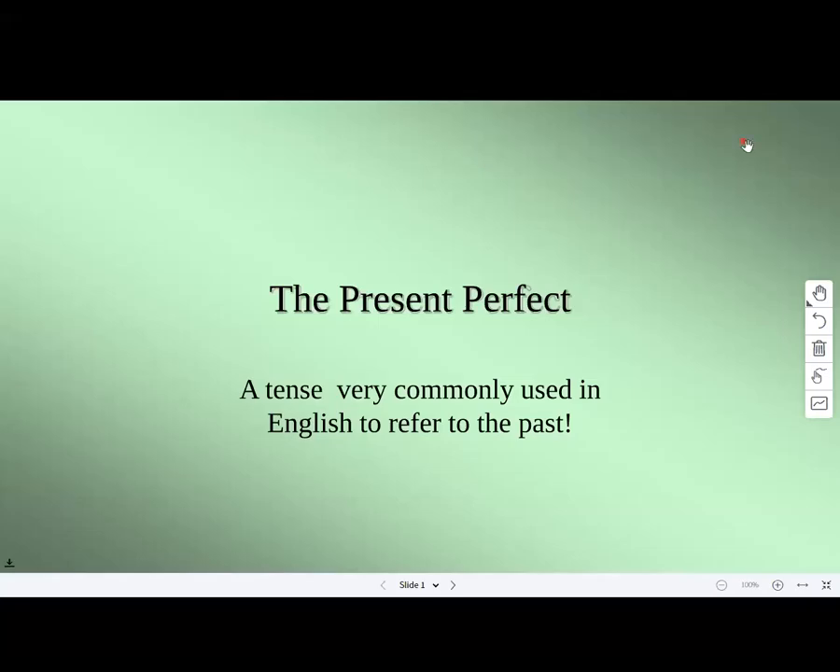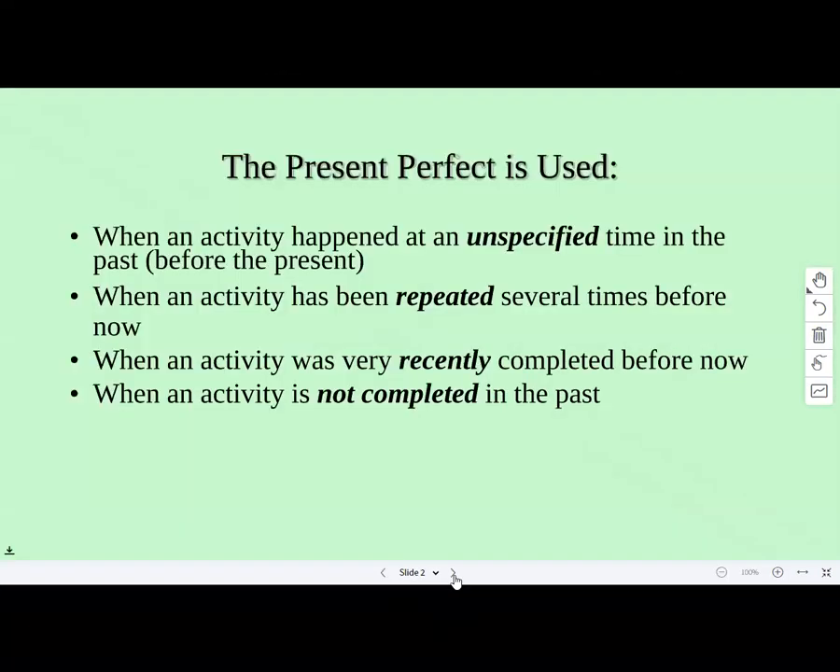So today we are going to talk about the present perfect tense, which is given in your second chapter under the section heading: a tense very commonly used in English to refer to the past. See, it is the present perfect tense, but it is commonly used to refer to past events and conditions.